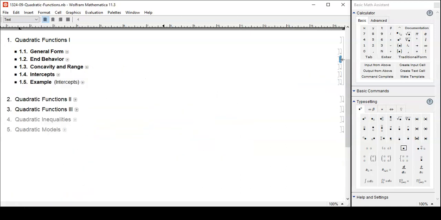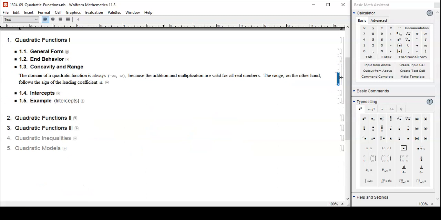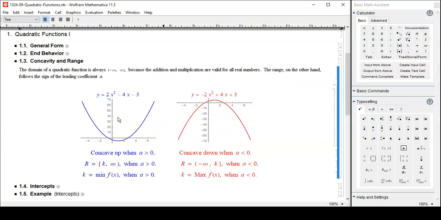Here's a grand summary. When a is positive, we have a parabola concave up, and we have the minimum k right here, as you can see. Let's say k is the minimum, then the range is k to infinity. Start from k, and then I can go up forever. Domain is always negative infinity to positive infinity. I mean, a quadratic expression is always valid, so to the left, to the right, no problem.